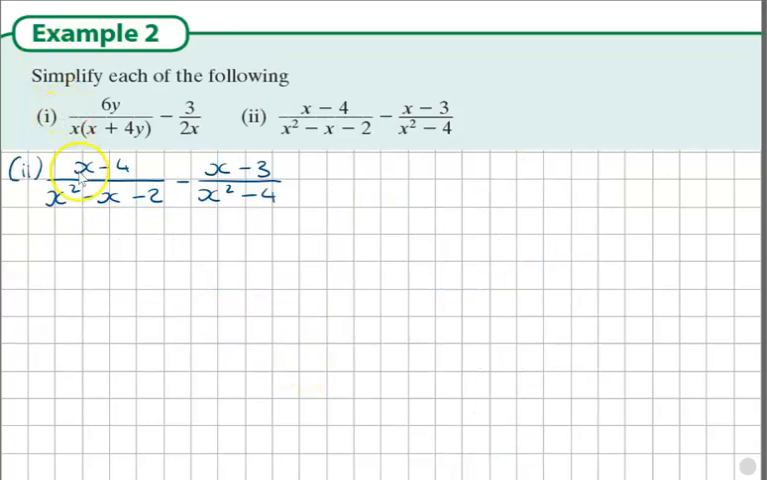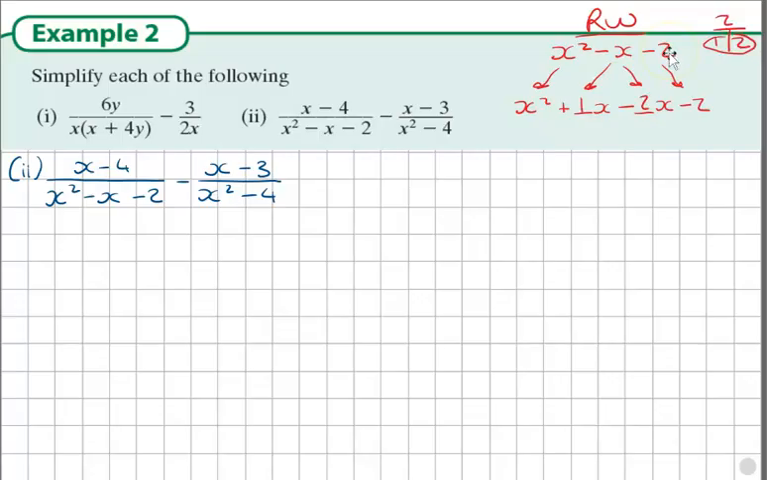Part 2, we have x minus 4 over x squared minus x minus 2, all minus x minus 3 over x squared minus 4. So we're going to do some rough work. We're going to factorize x squared minus x minus 2. We're going to bring down the x squared. We're going to bring down the minus 2. This is a minus, which tells us that these signs are different. So one is a plus and one is a minus.